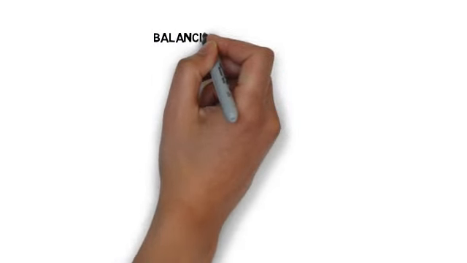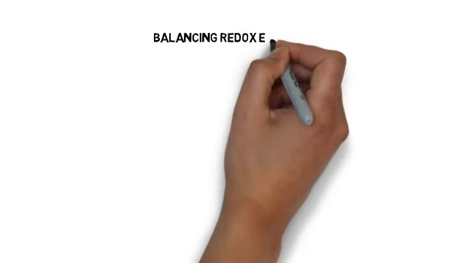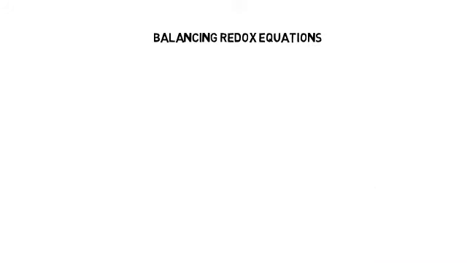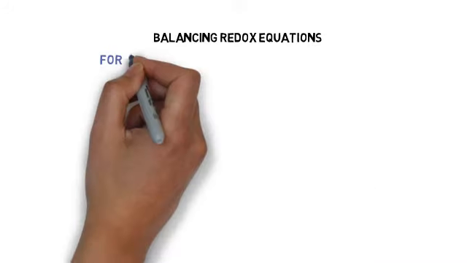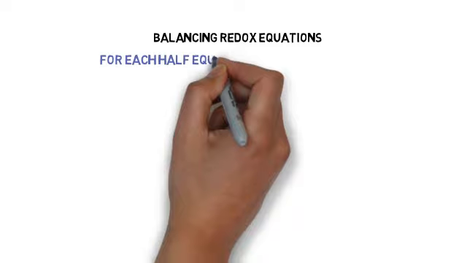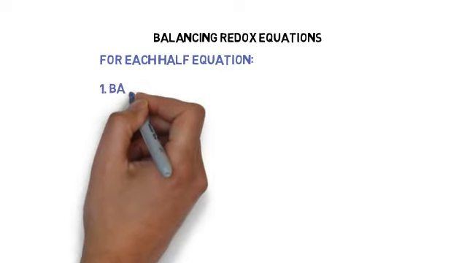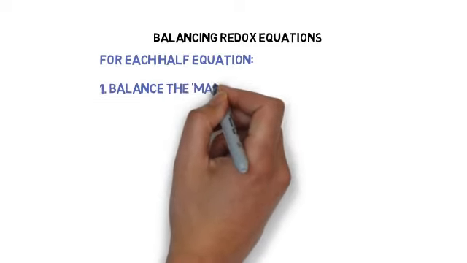Hi everyone. In this video we're going to be looking at how we can balance redox equations. In order to balance redox equations, we need to first separate our equations into two half equations, and then we're going to do the following steps.